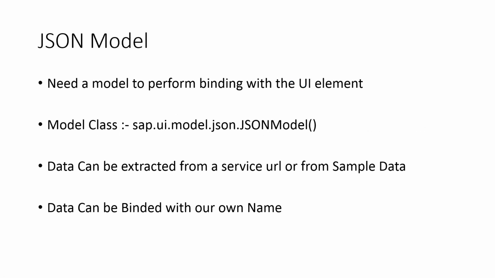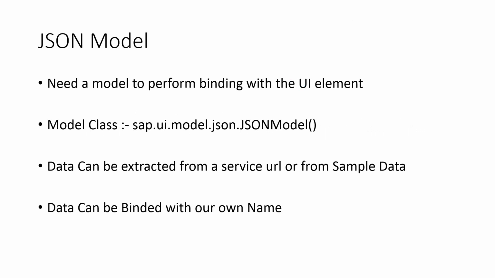First, JSON model is a part of the sap.ui.model library, and JSON is the extension of the model library; JSON model is the class that we want to instantiate. Now, we can pass the data through an object, an array, or a service URL to the model. Whichever way we pass the data, it is going to be accepted by this model, and it will create the instance of the model.